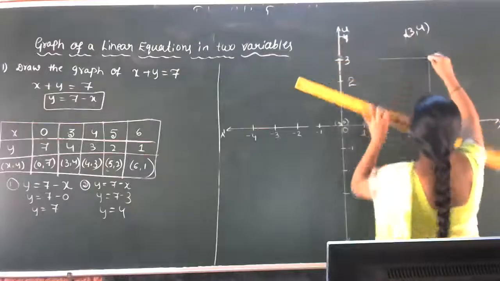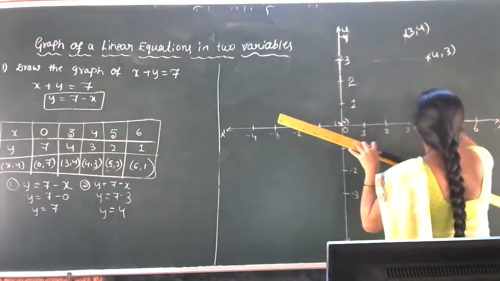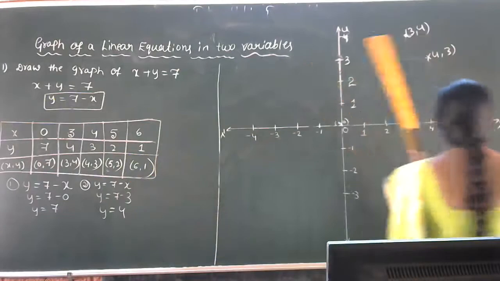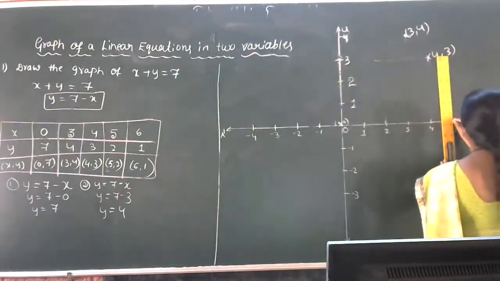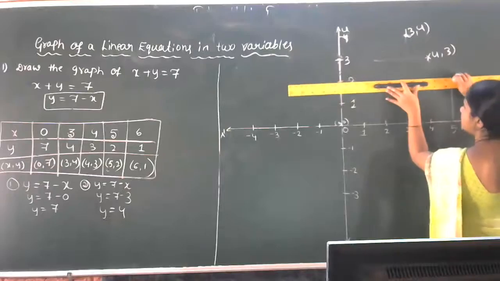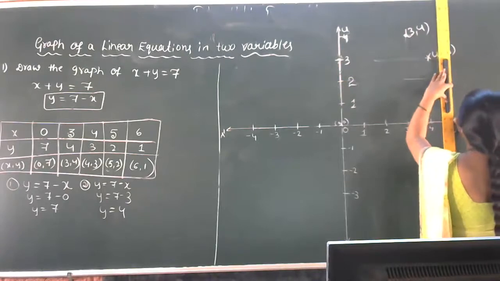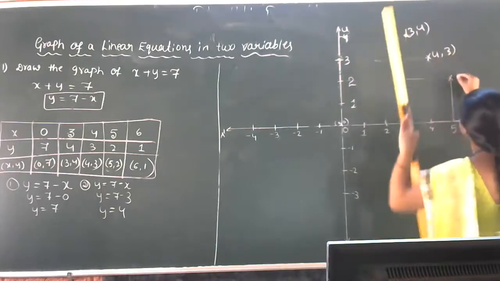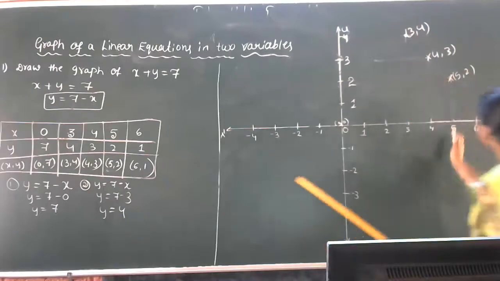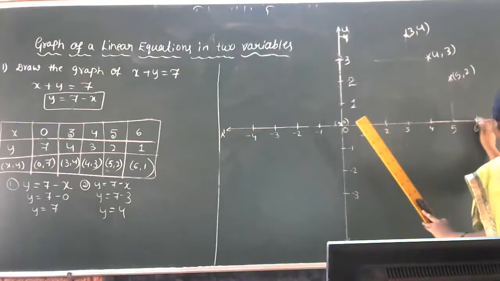Okay, this is the location of 4 comma 3. Got the idea of this one, 3 comma 4 and 4 comma 3 locations? Next is 5 comma 2. Yes, 5 comma 2: x axis 5, y axis 2. Then 6 comma 1, sorry, 6 comma 1 is here.